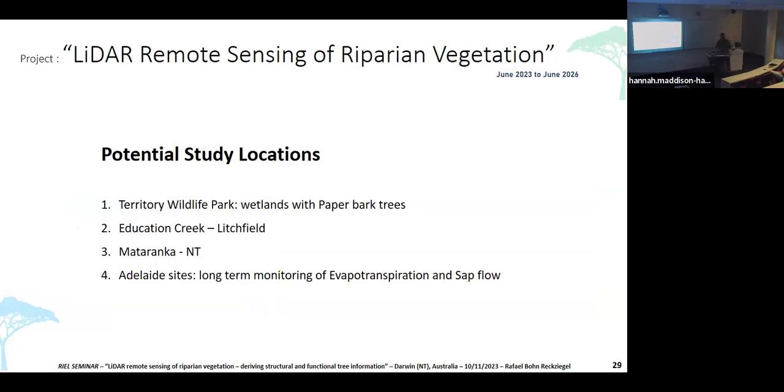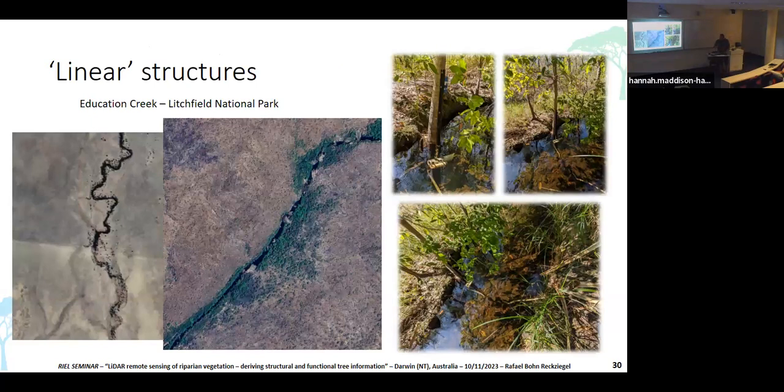My potential study locations at the moment are the Territory Wildlife Park, the wetlands with paper barks. We also have Edith Creek, where some colleagues here at CDU are developing studies related to water, in Litchfield. We also have Mataranka, which I haven't been to yet. And we have some sites in Adelaide because they have long-term monitoring of evapotranspiration and sap flow measurements.